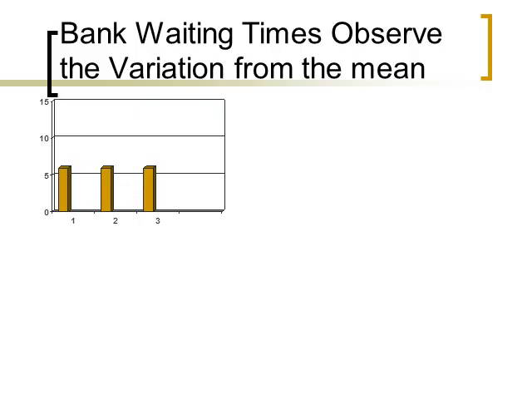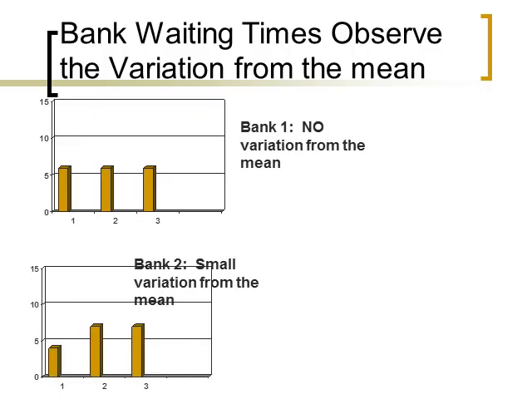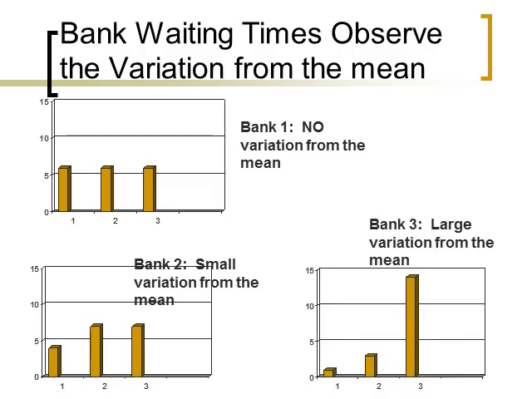Here's another way to look at the variation of wait times, and we can do that by graphing the wait times. Here's Bank 1. We've graphed the three different customers' wait times. All of them were at 6 minutes. We can see that the mean is also at 6, and there's no variation at all from the mean, since all three customers' wait times are equal to the mean. In Bank 2, if we graph each of the three customers' wait times, and then we look at the mean, which was at 6, we can see that there is small variation from the mean, going below the mean or above the mean. And in the third bank, there's large variation from the mean when we graph all three customer wait times.